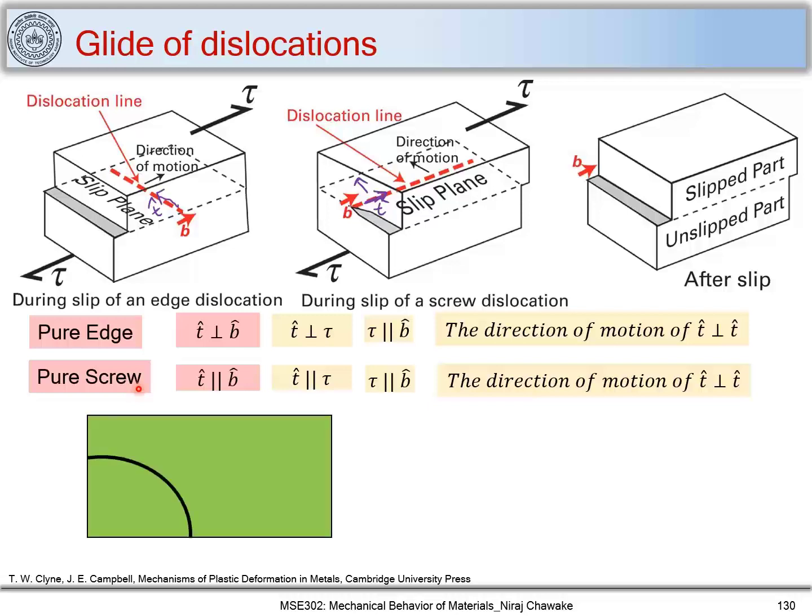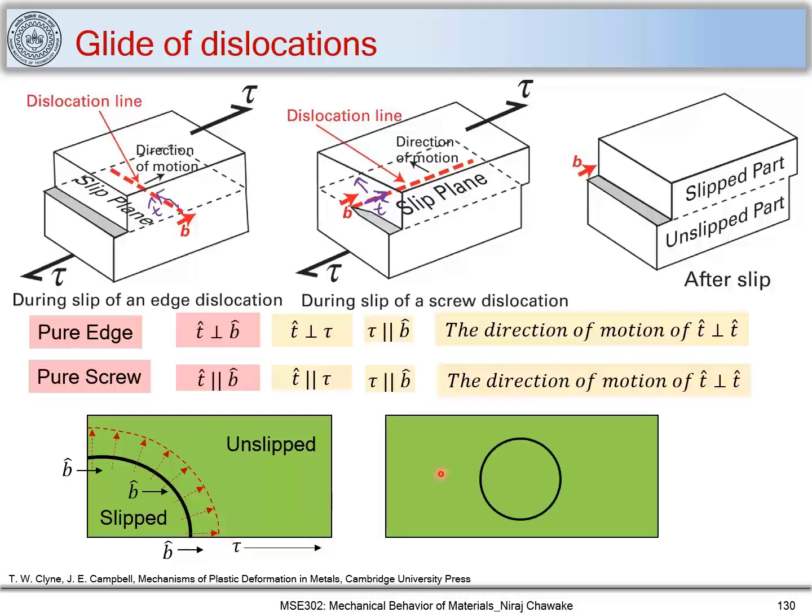So let's consider this slip plane and this dislocation line. Let's mark the Burgess vector and apply a shear stress. This dislocation line will demarcate between the slipped and unslipped region. The tangent vector varies at every point along this dislocation line, so the motion of the line will be perpendicular to the t vector at every point. When this dislocation moves, it will move in this fashion, marked by these arrows, and it will reach this position.